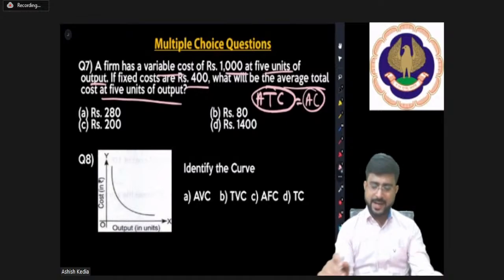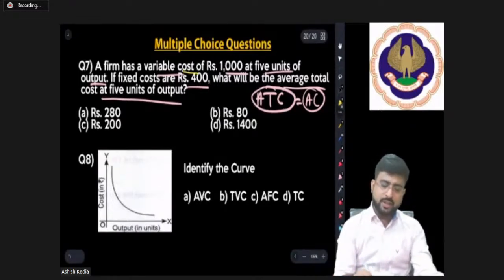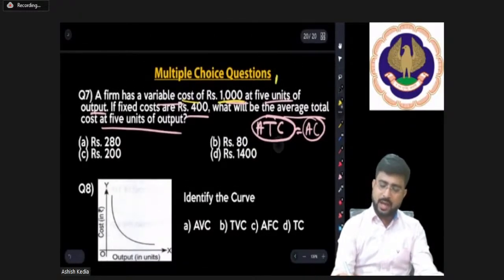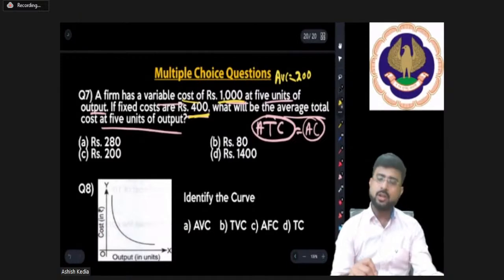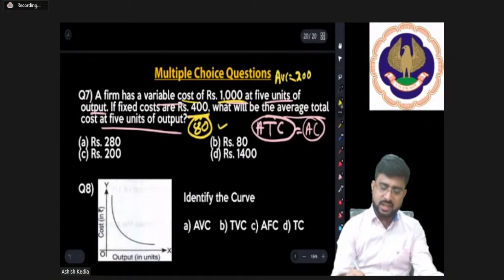All right, correct. Total variable cost is 1,000. So what is average variable cost? It's 1,000 by 5, 200. Correct. Fixed costs are 400, so 400 by 5 is 80. So average fixed cost is 80, average variable cost is 200. The sum of the two is 280. So the answer is 280.